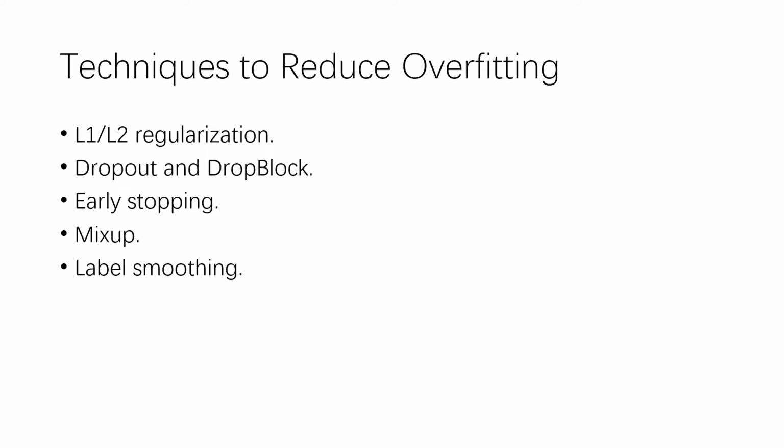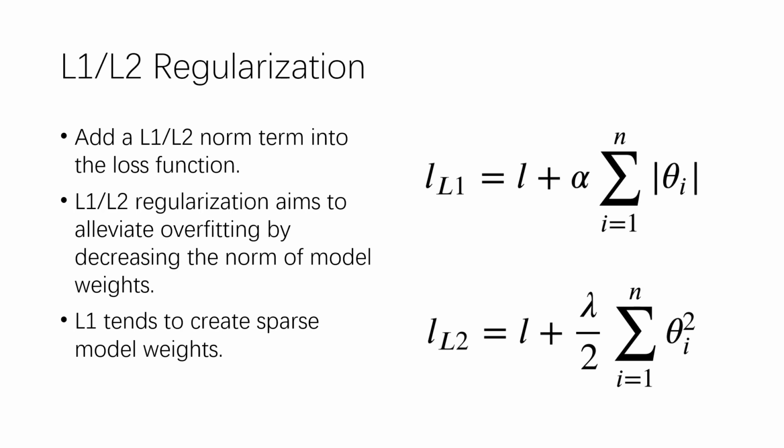Now, how do we actually reduce overfitting? Here are a few commonly used techniques in deep learning. The first one is L1 L2 regularization. Since overfitting happens when large model capacity hinders its ability to generalize, we can punish the model for having too many parameters. That's exactly what L1 L2 regularization does. This trick adds an L1 or L2 norm term into the loss function, which the model tries to minimize. Therefore, L1 L2 regularization helps reduce overfitting by decreasing the norm of model weights, and in terms of L1 regularization, by making them sparse.